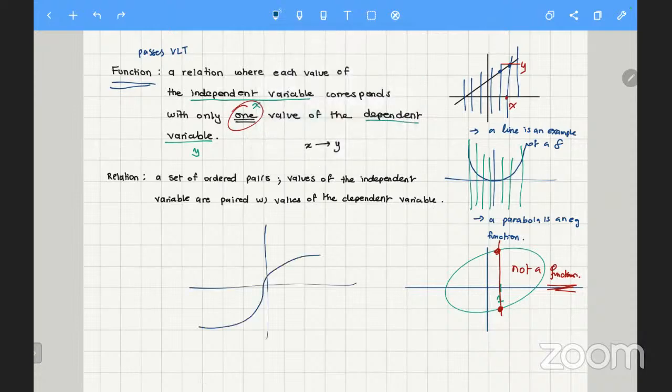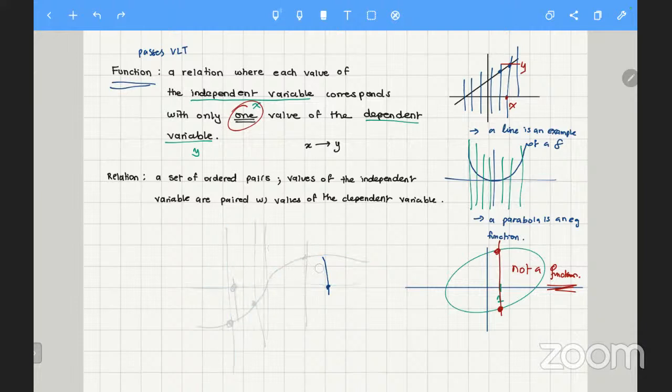How about this one? Is this a function? Yes. Because for every x value, you only have one y value. Here, there's one x value and only one y value. Look here, there's one and there's one. They're different x values. This is a negative x value, this is a positive x value. These are different x values.